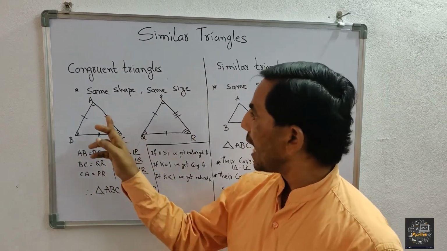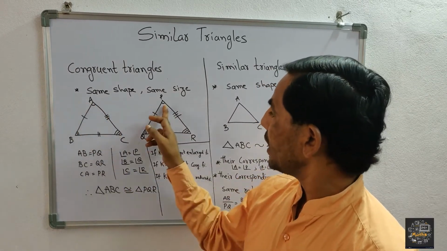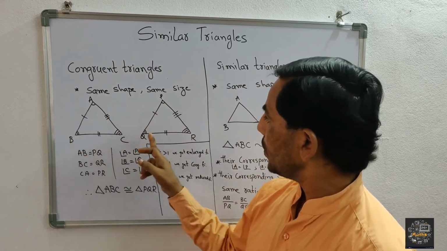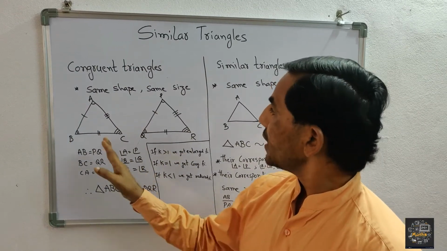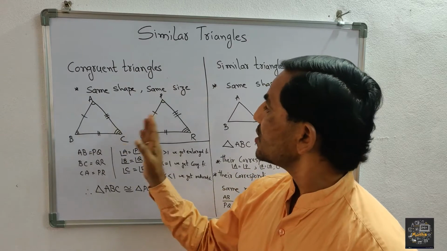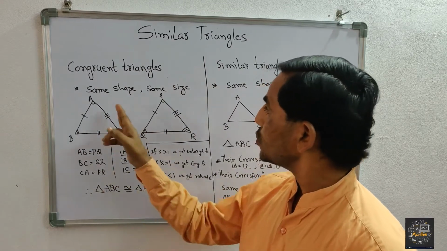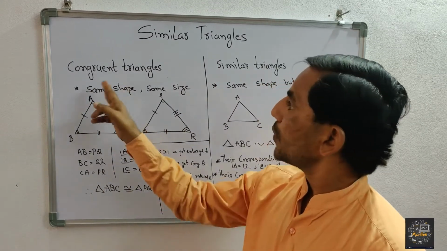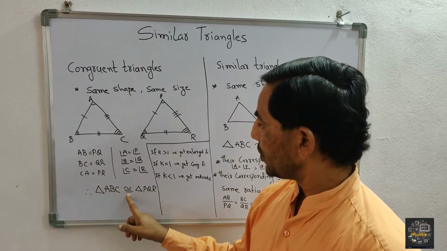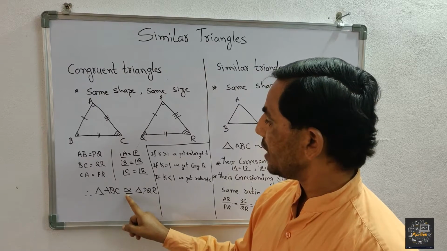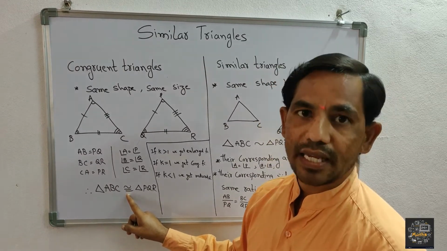Similarly the angles: angle A is equal to angle P, angle B is equal to angle Q, and angle C is equal to angle R. So here the shape and size are equal. That's why these two triangles are called congruent triangles. It is denoted by triangle ABC is congruent to triangle PQR. This symbol indicates congruent triangles, the congruent symbol.